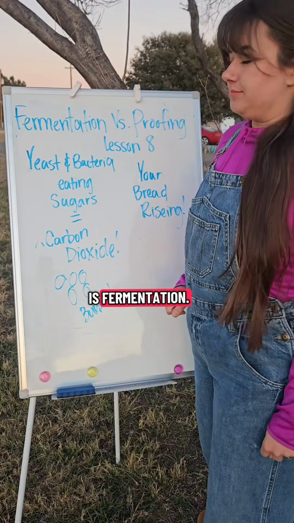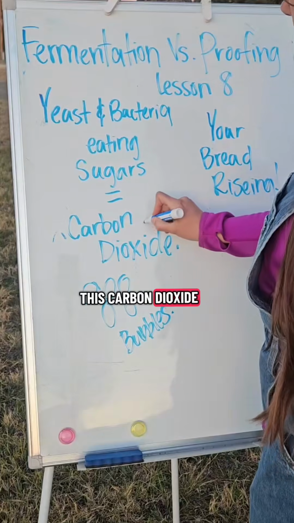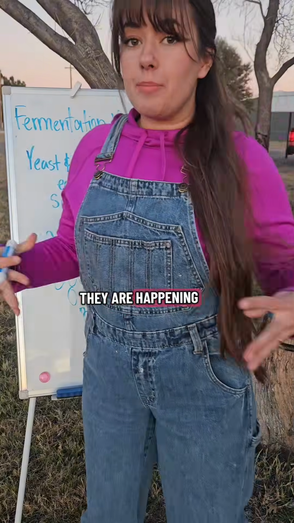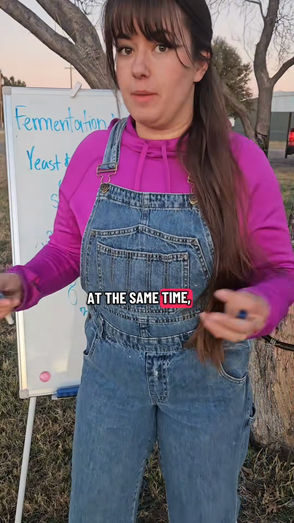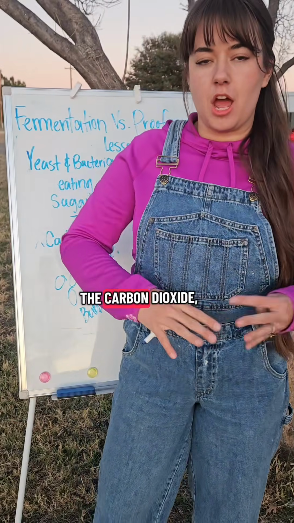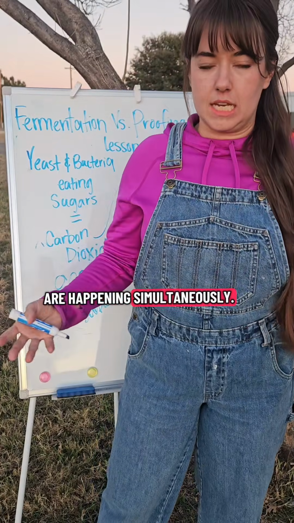That is fermentation. That is proofing. Fermentation, this carbon dioxide, causes the rising in your bread. They are happening at the same time, because as your yeast is fermenting the flours, it's putting off the carbon dioxide, so it's rising. So our fermentation and our proofing are happening simultaneously.